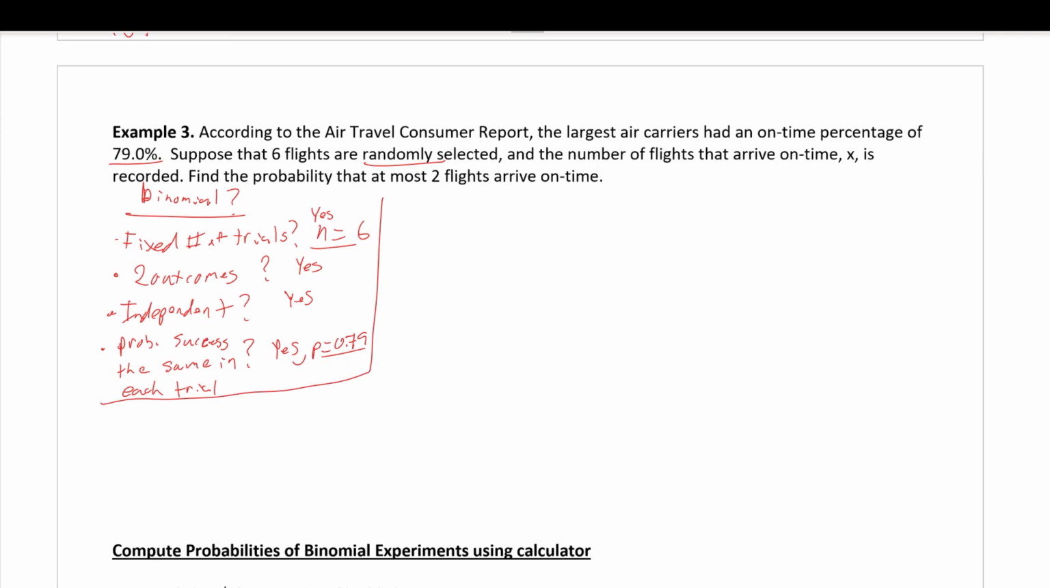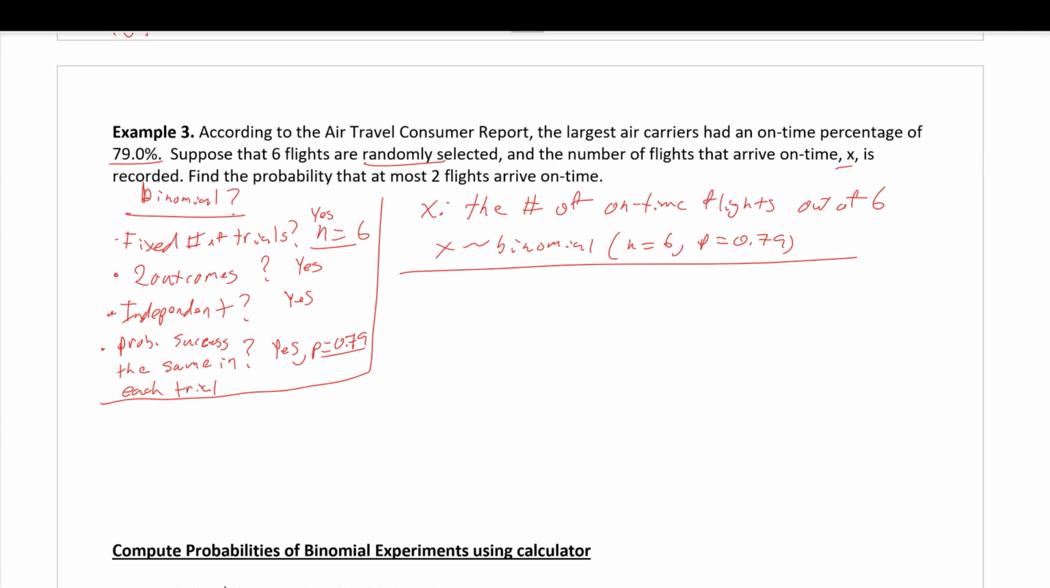Right, they say that the x is the number of on-time flights. They actually already defined that for us. The number of on-time flights out of 6, and we know it's binomial, where n equals 6 and p is 0.79.